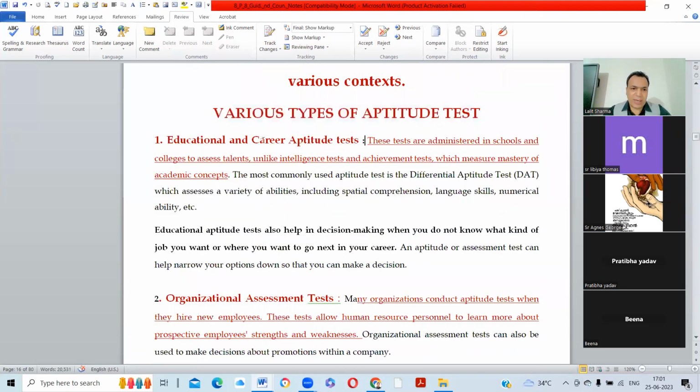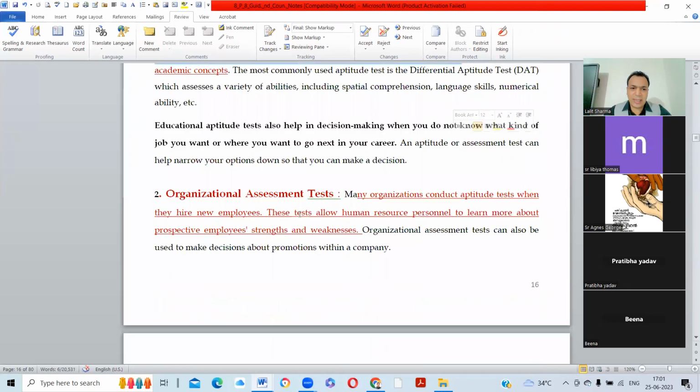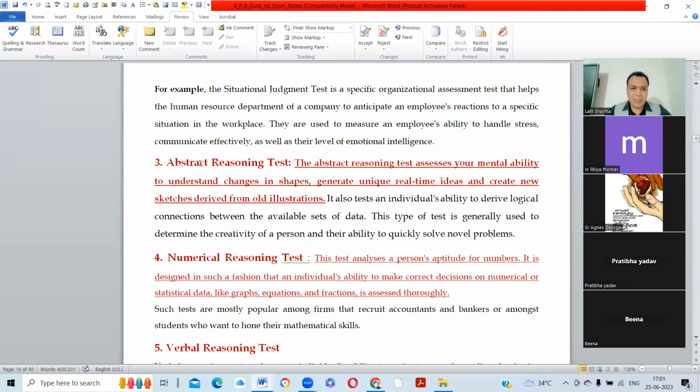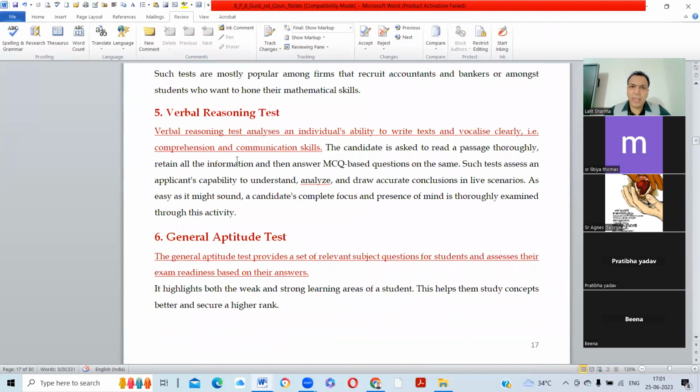See guys, I have defined educational and career aptitude test. What is its purpose? Organizational assessment test, abstract reasoning test, numerical reasoning test. This test is used for checking the numerical ability of the student. Verbal reasoning is used to check the ability of the student to write the text and vocalize clearly, right?